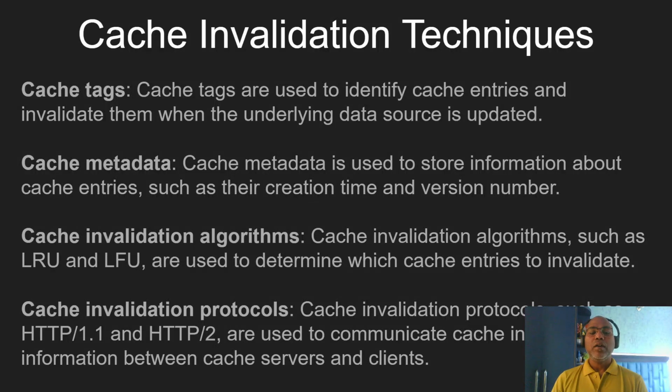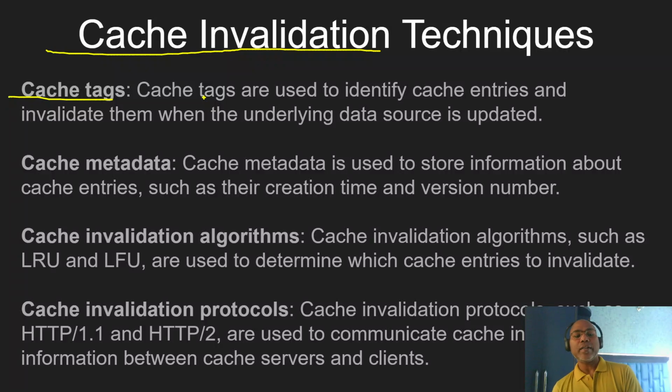And there are lots of cache invalidation techniques we can use. One is the cache tag. Tags are used to identify cache entries and invalidate them when the underlying data source is updated. Maybe you can use cache metadata, which stores information about the cache entries, their creation time and version number. This is the cache entry, this is the creation time, this is the version number. What is the source version? If the source version changes, just remove the cache entry or make it invalidated.